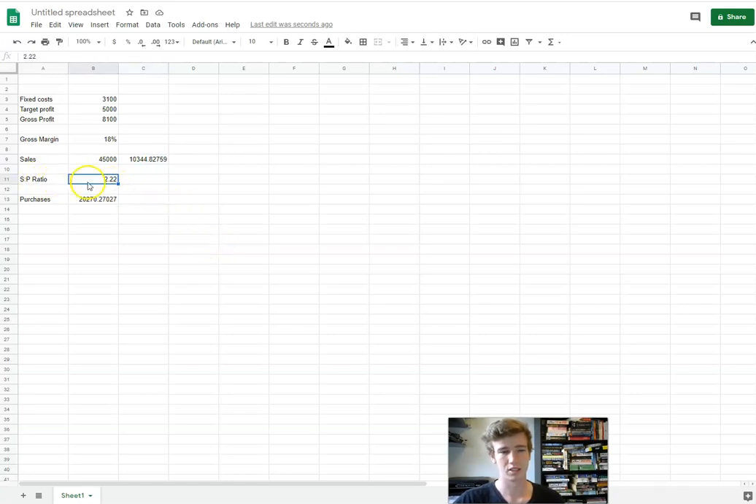This is my sales to purchases ratio. So for every £10 I sell, I'm going to be selling 22.2 maybe? Yeah, £22.20 in worth of stock. So again, this is just for every £1 in stock I purchase, how many pounds do I sell? And the reason that's important is because we need to know how much we're spending to generate this much in sales.